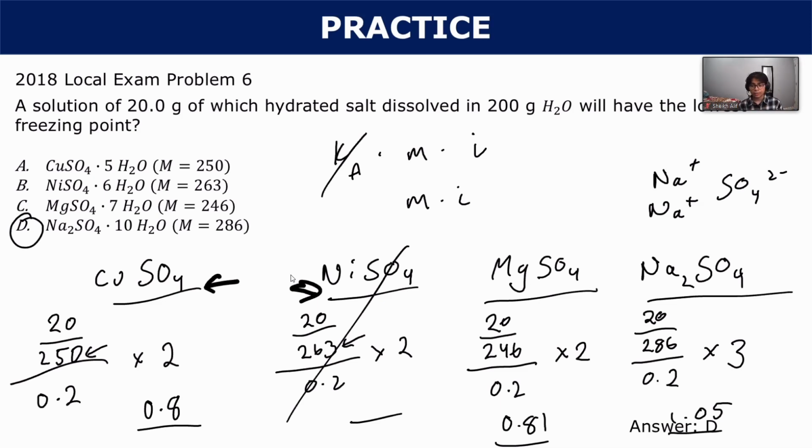In hindsight, we could have saved time by obviously canceling out the nickel, but also canceling out the copper sulfate. Because as you can see here, the magnesium sulfate has a lower molar mass, and since no other number changes, then we know that MgSO4 is going to have a higher m times i value than the copper sulfate anyway. So really, the whole competition was between magnesium sulfate and sodium sulfate.